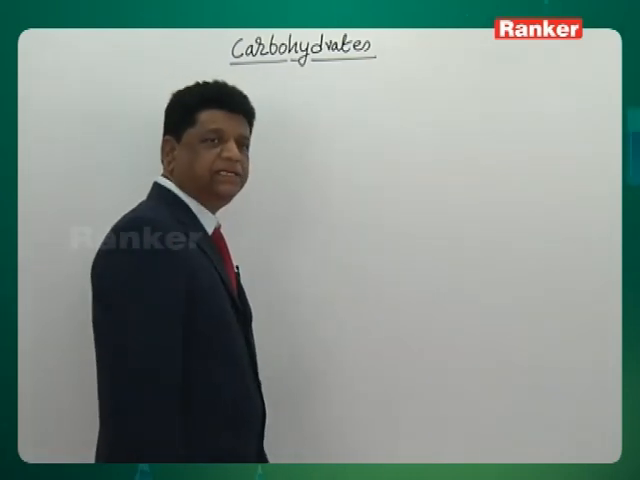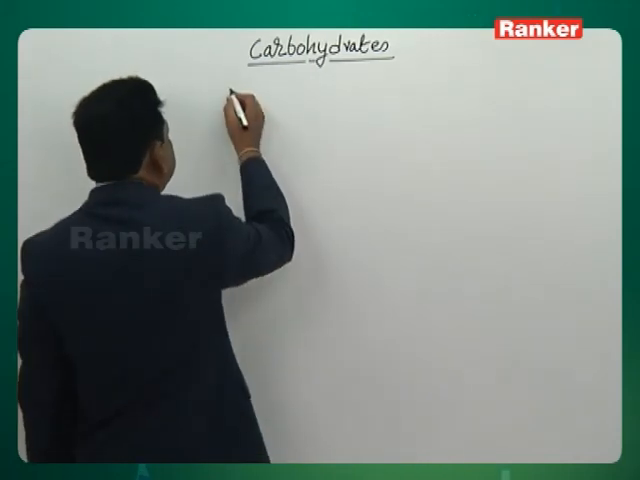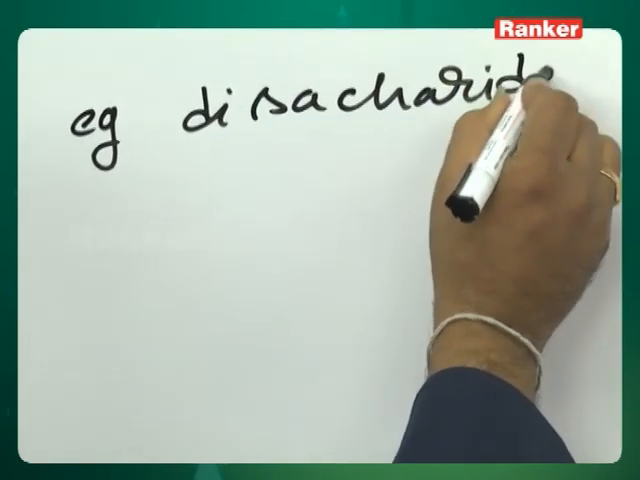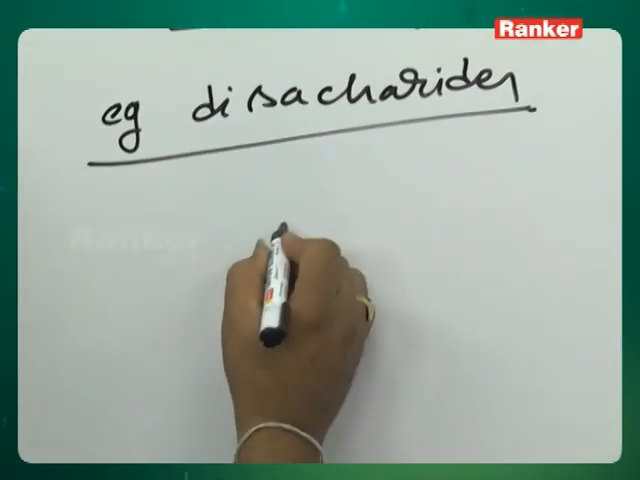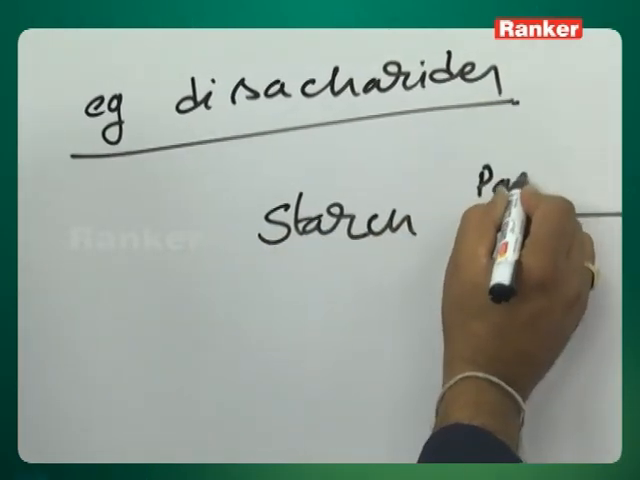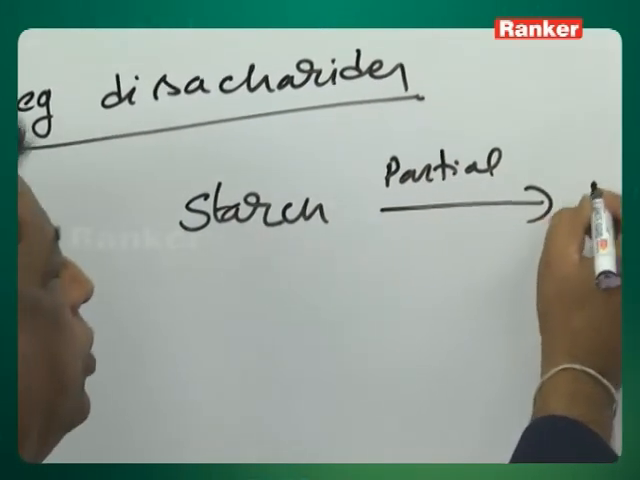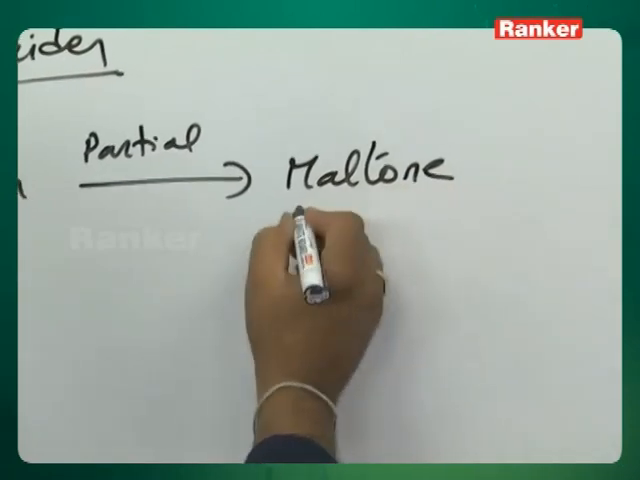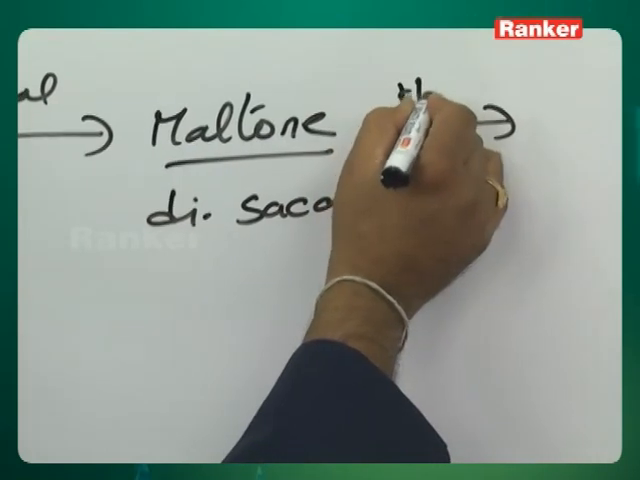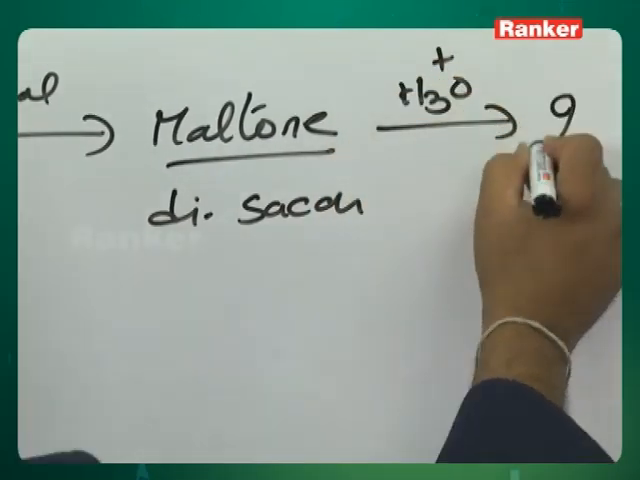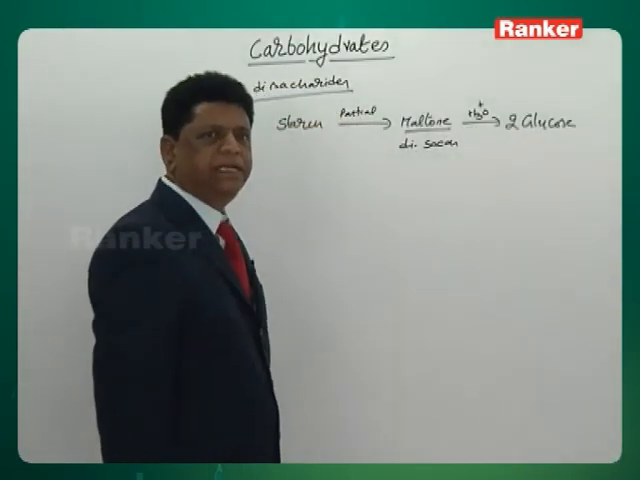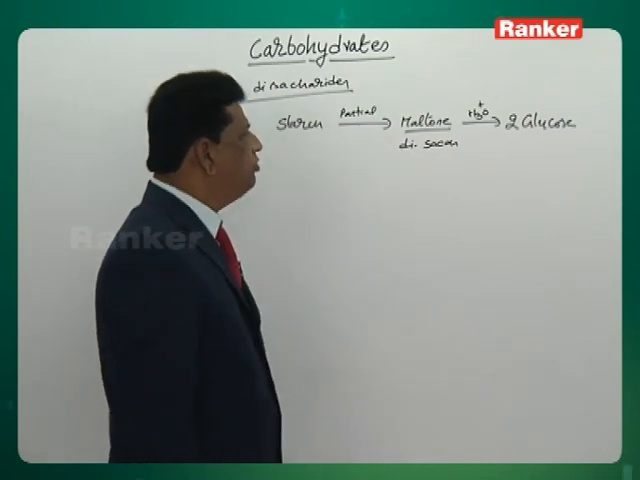Now let us take some points on the disaccharides, specifically examples for the disaccharides. Starch is a polysaccharide. On partial hydrolysis of starch, you will get maltose. Maltose is a disaccharide, which on further hydrolysis will give 2 moles of glucose. So the question may be asked, what are the monomers present in maltose? Maltose contains 2 moles of glucose.